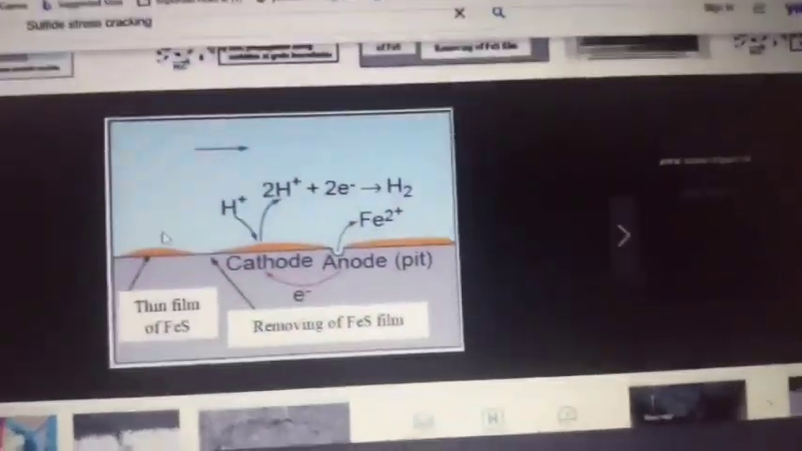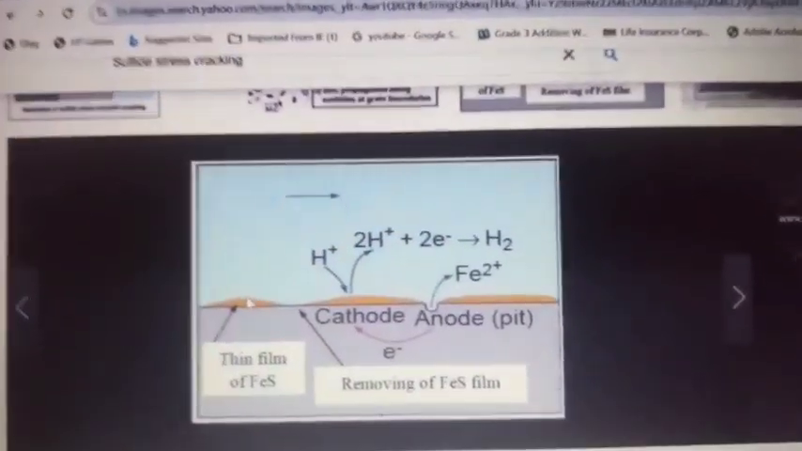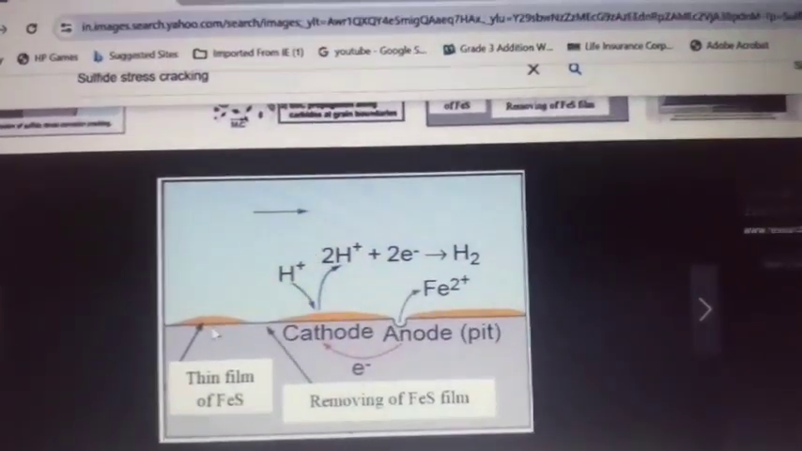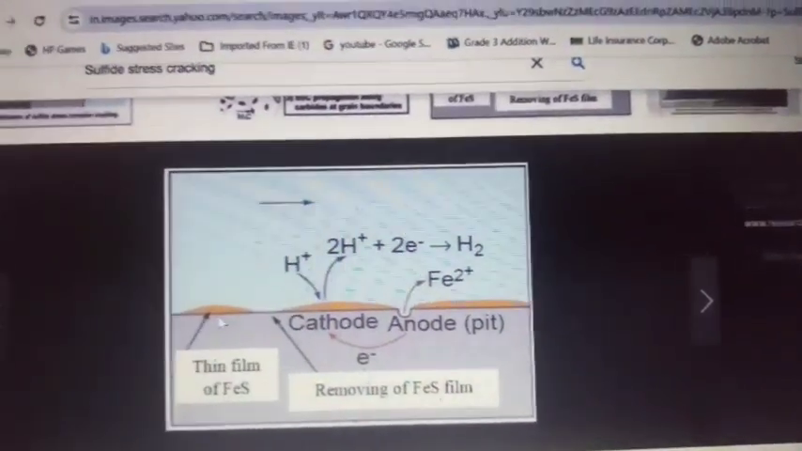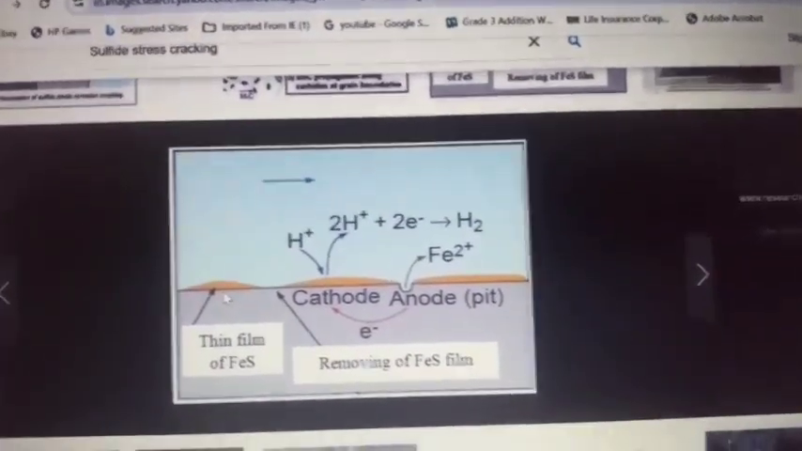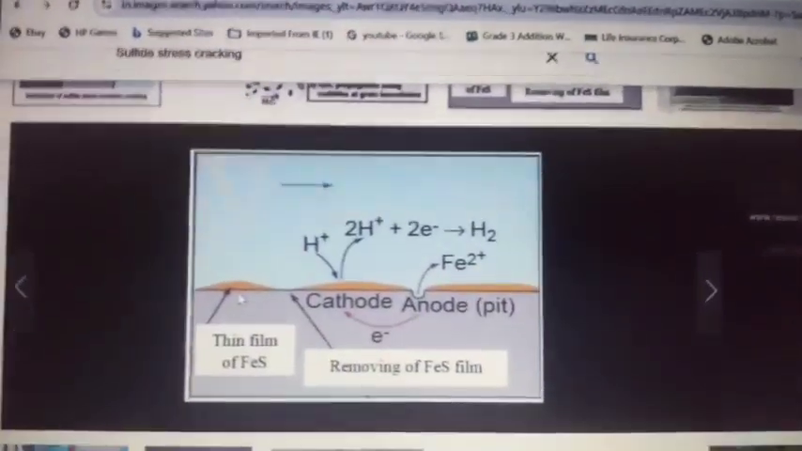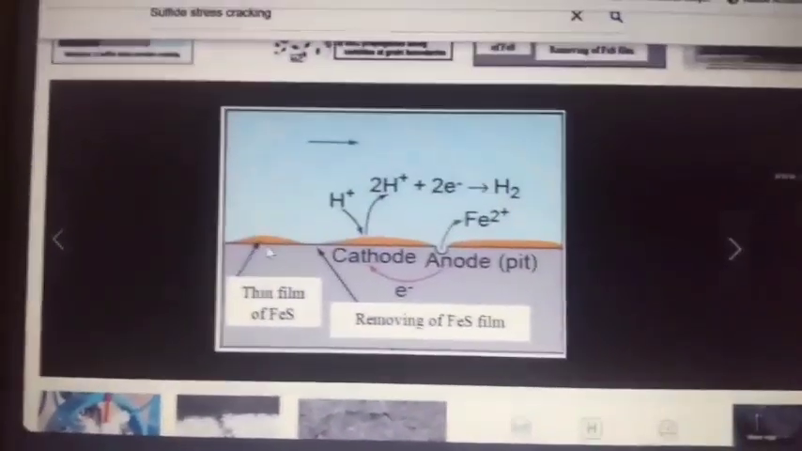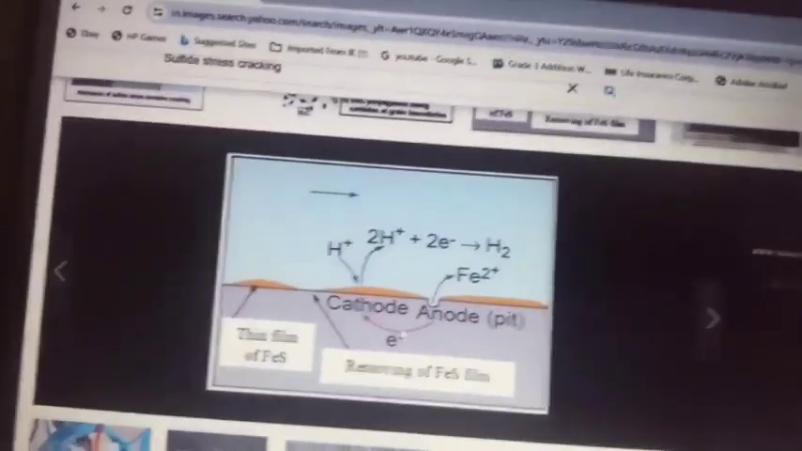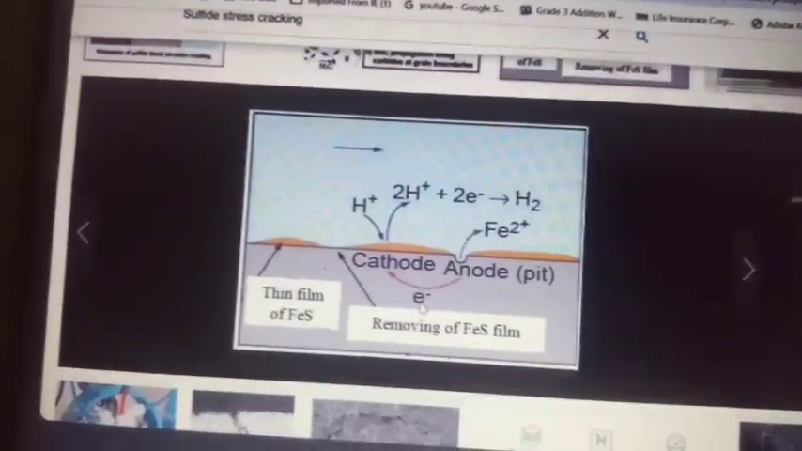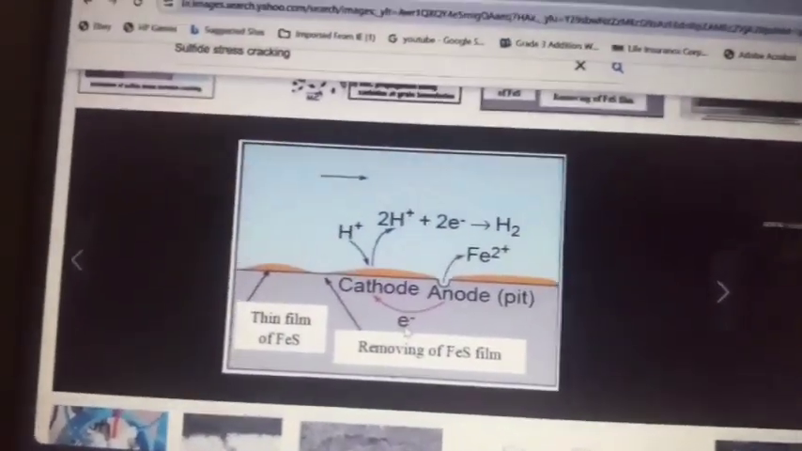Now the problem is the monoatomic hydrogen generated will not form hydrogen molecules because of the H2S presence. H2S is called a recombination poison. The H and H will not combine because of H2S presence. Because of that, the hydrogen will go into the material.